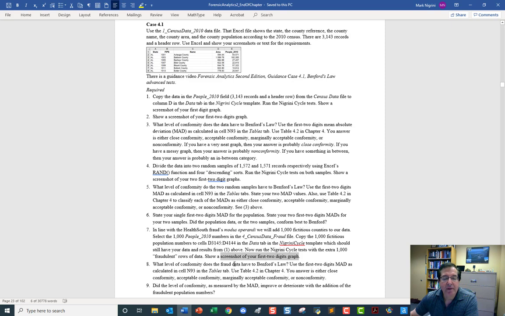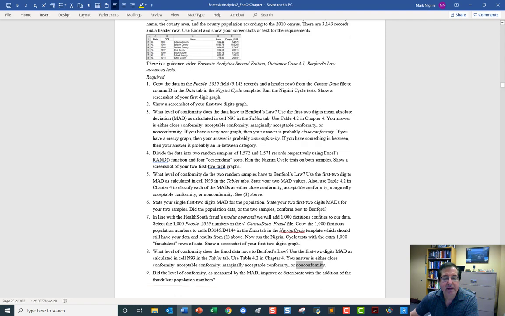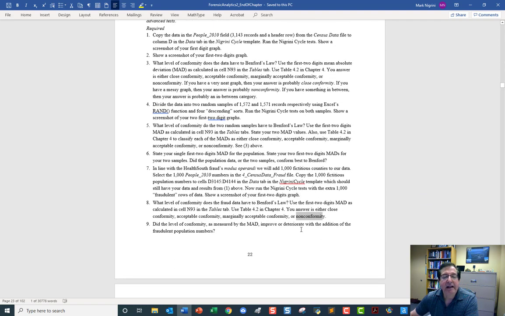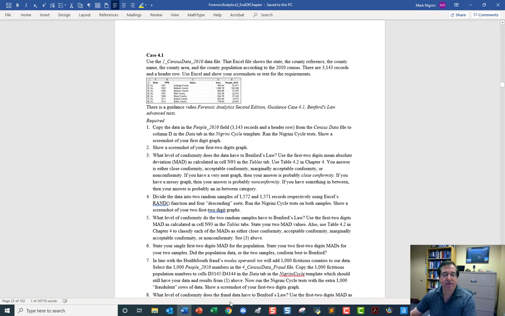What level of conformity? Non-conformity. Did the level of conformity improve or deteriorate? The level of conformity most definitely deteriorated. And that is case 4.1.